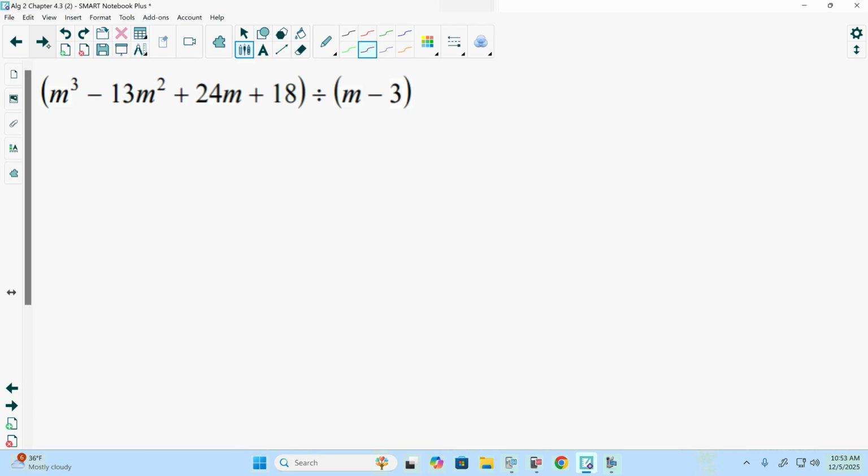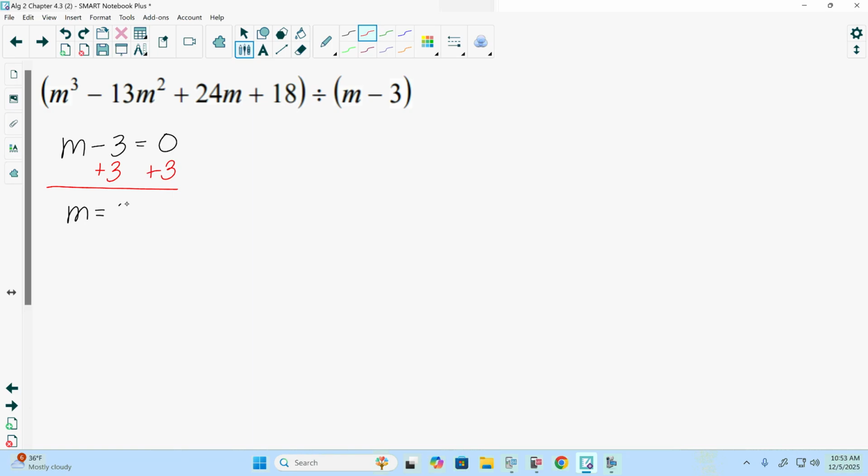So, first step is we take what we're dividing this by. In this case, it is m minus 3, and we want to solve it for the variable with the biggest exponent, which for most of these is just going to be solve for m. We want to get it by itself. So we set it equal to 0, and I'm going to solve for m. So the first thing we want to do is add 3 to both sides.